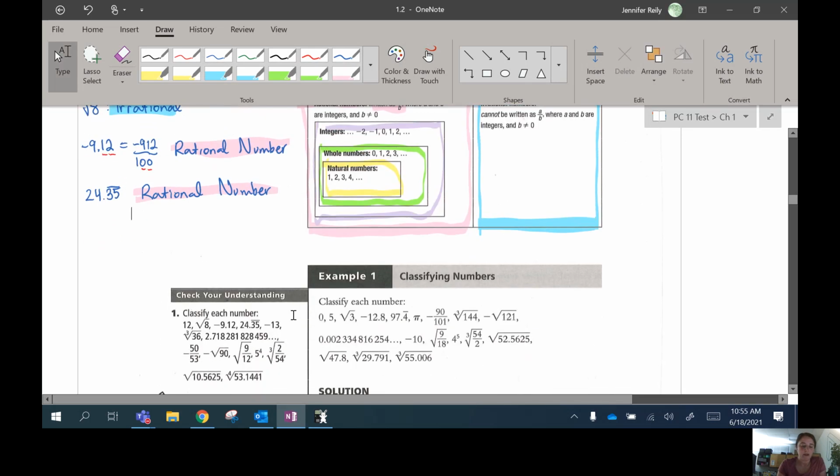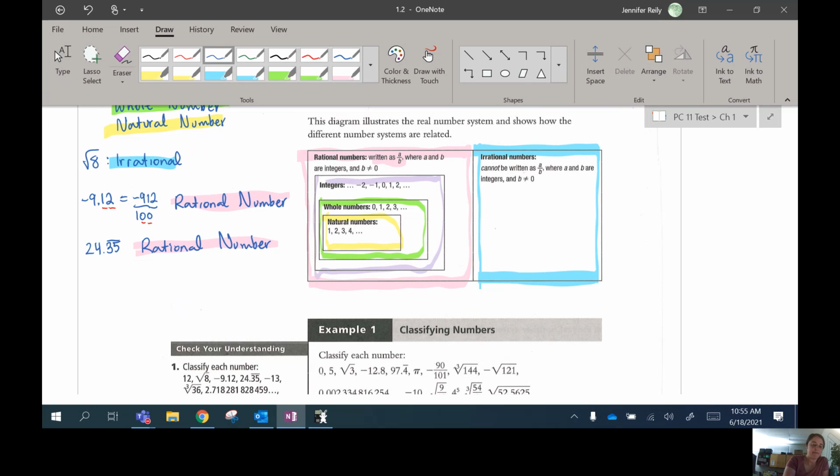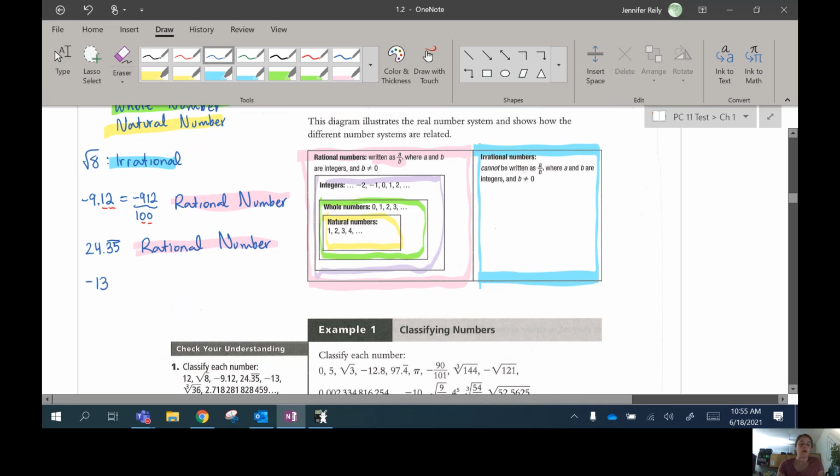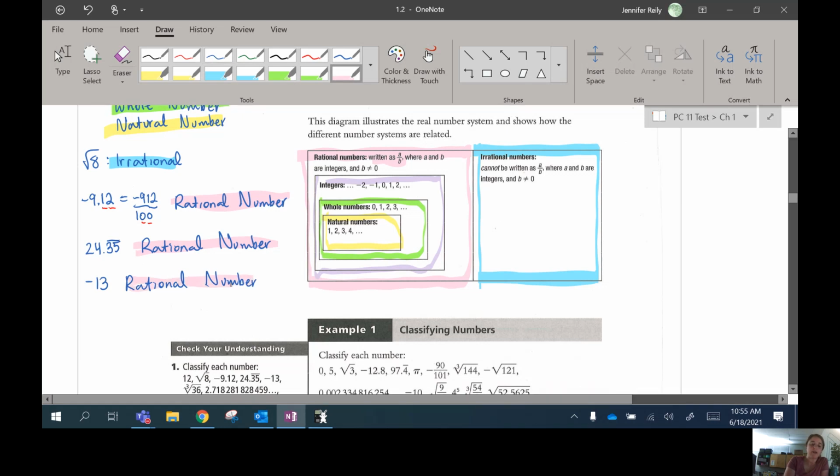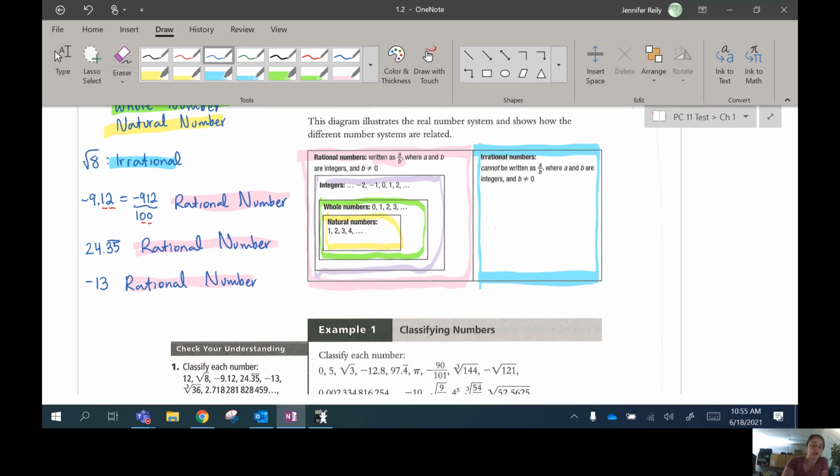And that's it. Next one, negative 13. Remember, the first thing we do is decide if it's rational or irrational. Negative 13 can be written as a fraction, so it's a rational number. And it's also going to have another special categorization because it doesn't have a decimal after it. It's a negative number with no decimals, so it is classified as an integer.